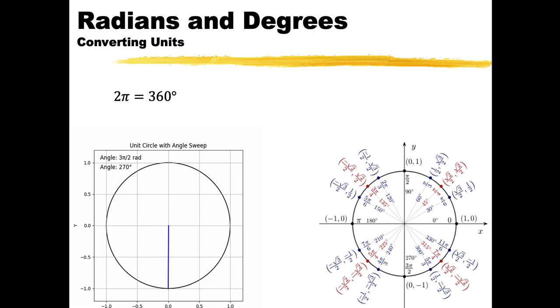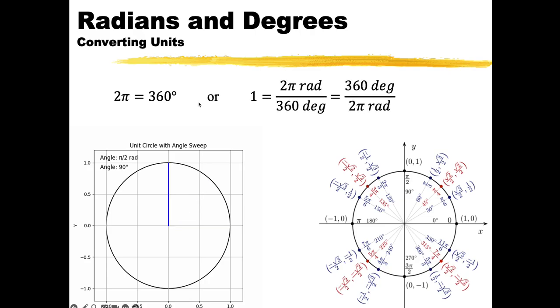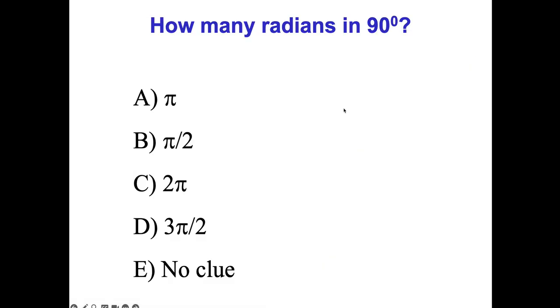So 2 pi radians is the same thing as 360 degrees, and we're going to use this conversion factor, right? Because if I multiply something by 1, it doesn't change anything. So you may have 2 pi radians on top and 360 degrees on bottom, or 360 degrees on top and 2 pi radians on bottom to do those conversions. All right, so let's practice. How many radians in 90 degrees?